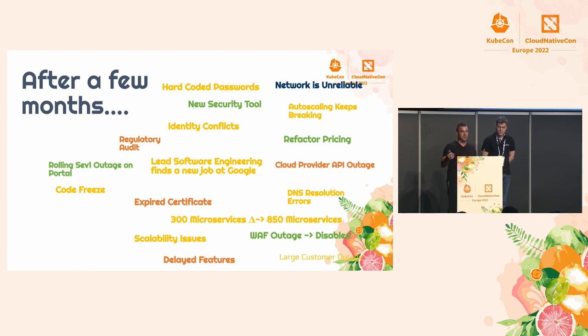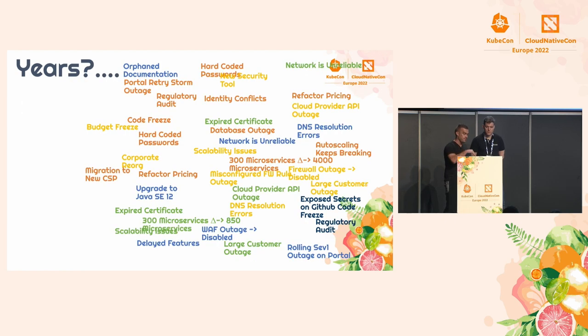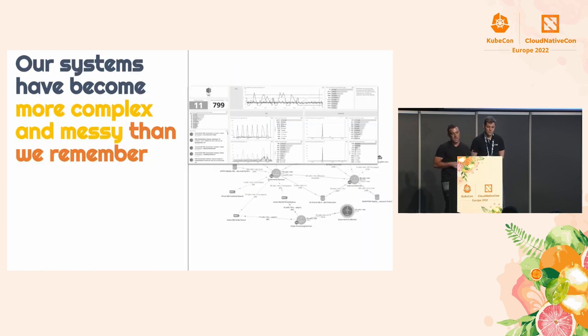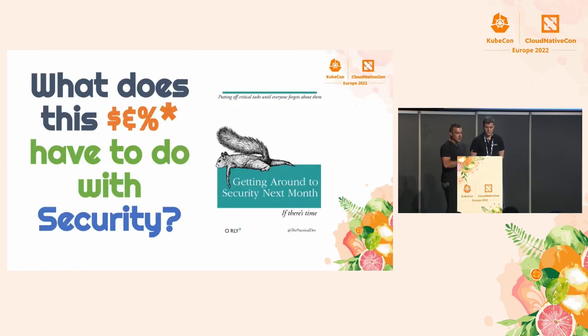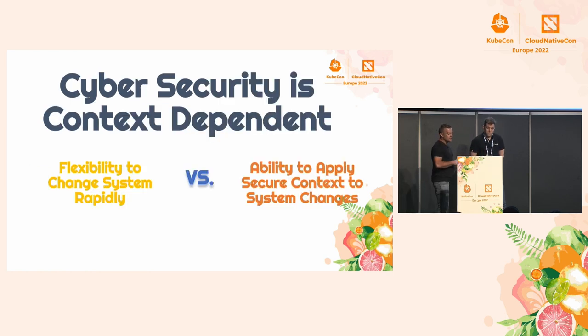Sidney Dekker, one of the world's experts in safety engineering, in the world of resilience engineering, which is where all this stuff comes from, likes to call this the slow drift into failure, right? Our system slowly evolves to a state where we no longer recognize it. So in the end, the point behind all this is our systems have fundamentally become more complex and messy than we remember them being. So what does all this stuff have to do with security? Well, I'm building suspense. We're getting there.